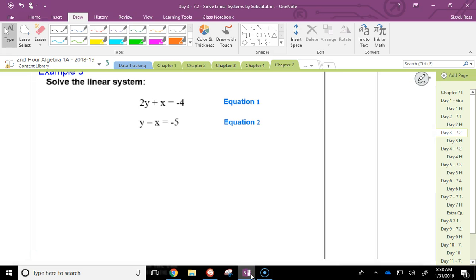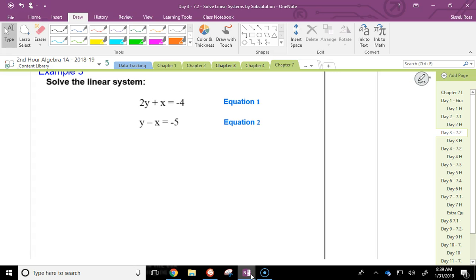Now, this one is a little bit different. It's not set up as easy. Step one is always to solve for one of my variables. I want to try and choose one that has a coefficient of only 1. I have 2y plus x equals -4, and y minus x equals -5. First thing I notice is neither one of my equations says x equals or y equals. So I'm going to have to do some work to start off with.